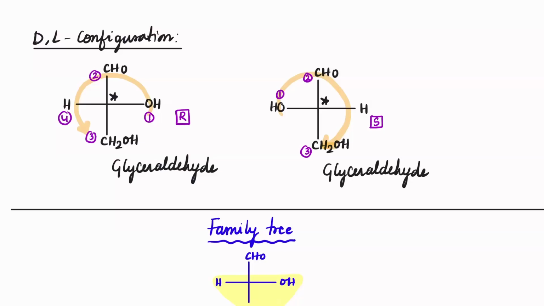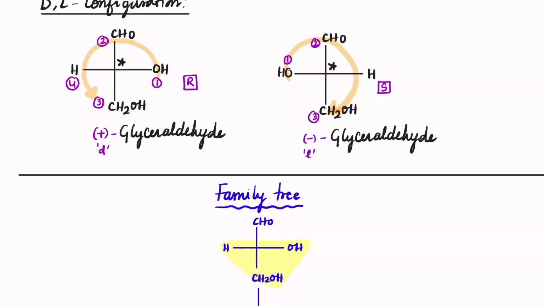Correct? Now, what has been noticed is that if I take glyceraldehyde and observe its angle on the polarimeter, it is found to be dextrorotatory. You know that the general representation of dextrorotatory experimental rotation is always represented by small d. So this one, because it's a mirror image, will be minus, and that will be small l.